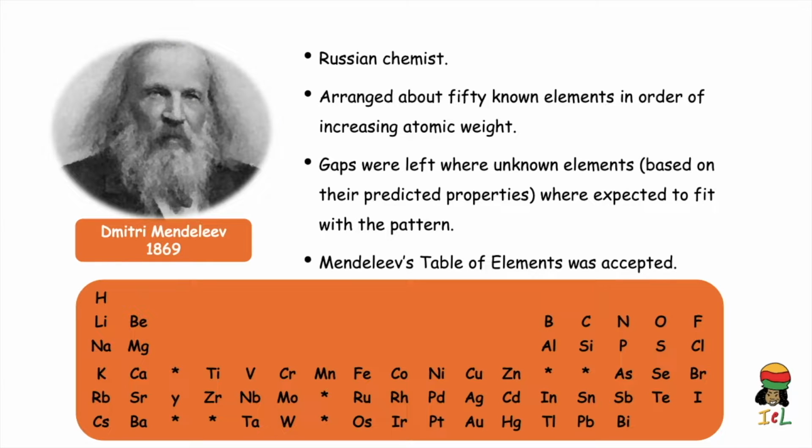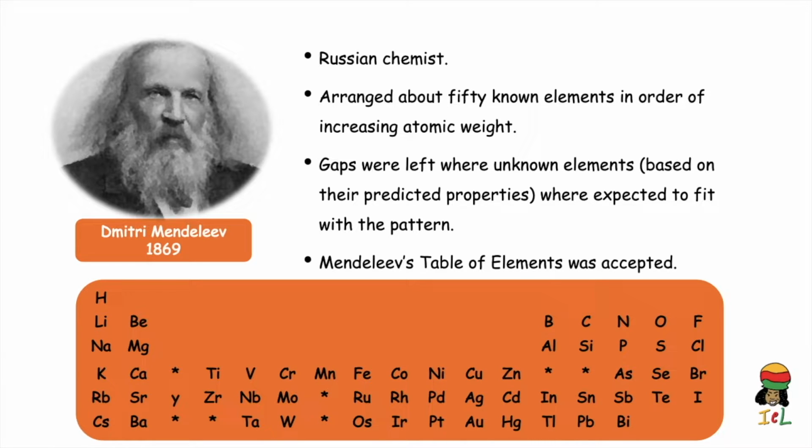By 1869, a Russian chemist, Dmitri Mendeleev, arranged about 50 known elements in order of increasing atomic weight as Newlands did. However, Mendeleev left gaps or spaces in his arrangement based on predicted properties for elements not yet discovered. As a result, he kept elements with similar properties in the same vertical column. The asterisks in Mendeleev's table of elements shown here represent the gaps left for unknown elements of that time.